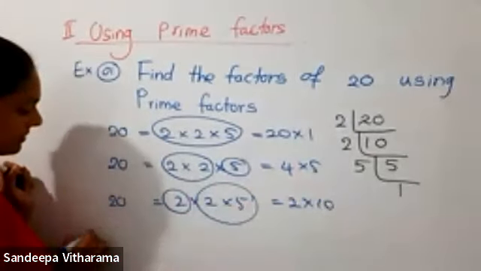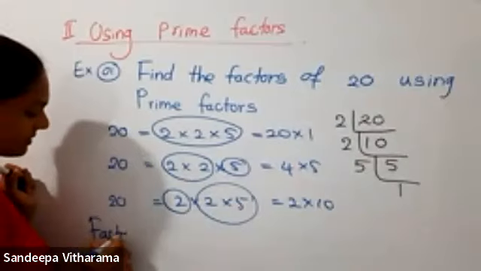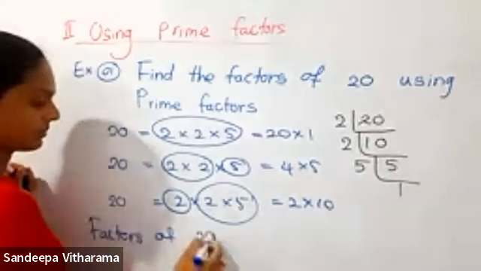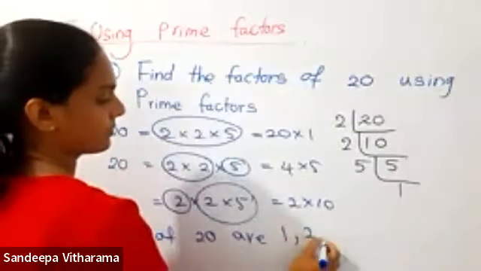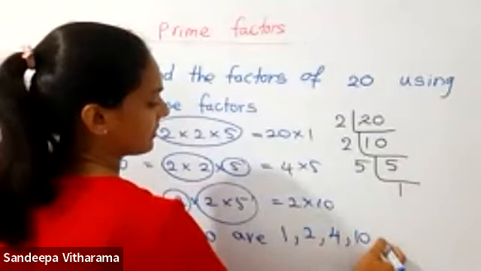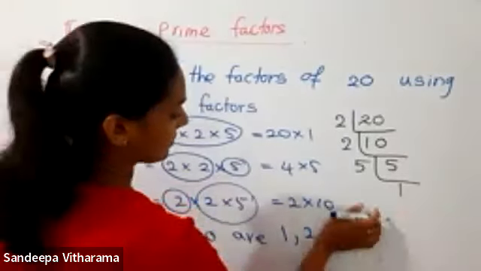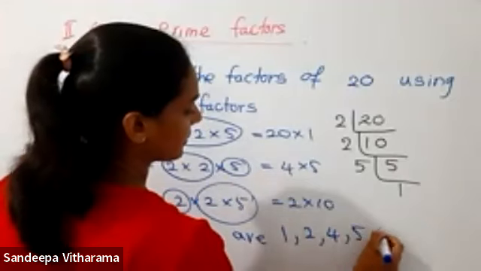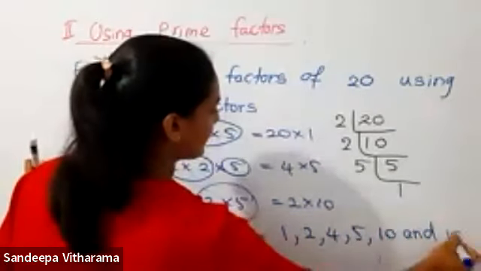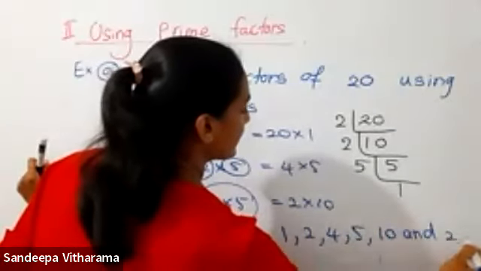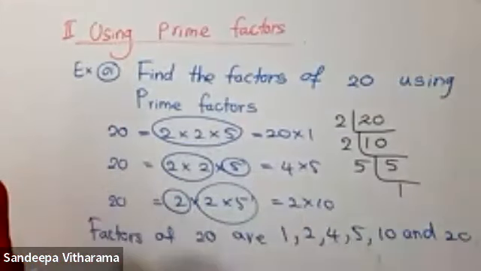Then what are the factors? Factors of 20 are 1, 2, 4, 5, 10, and 20. These are not prime factors, just factors.